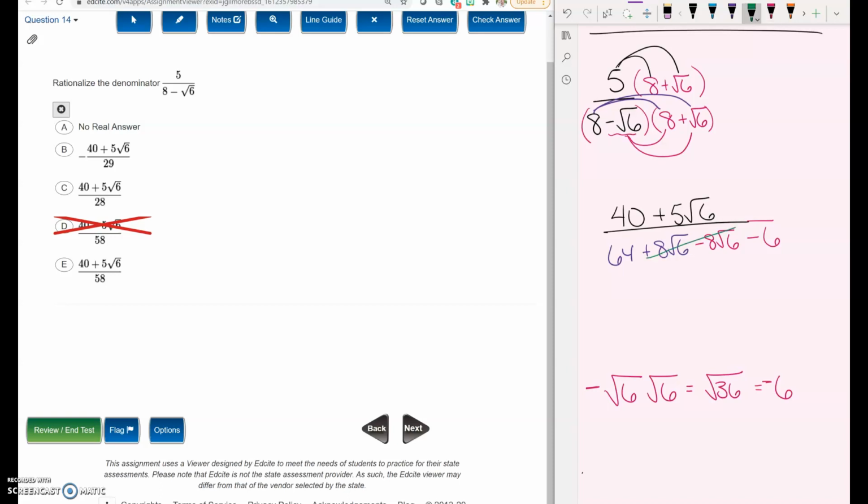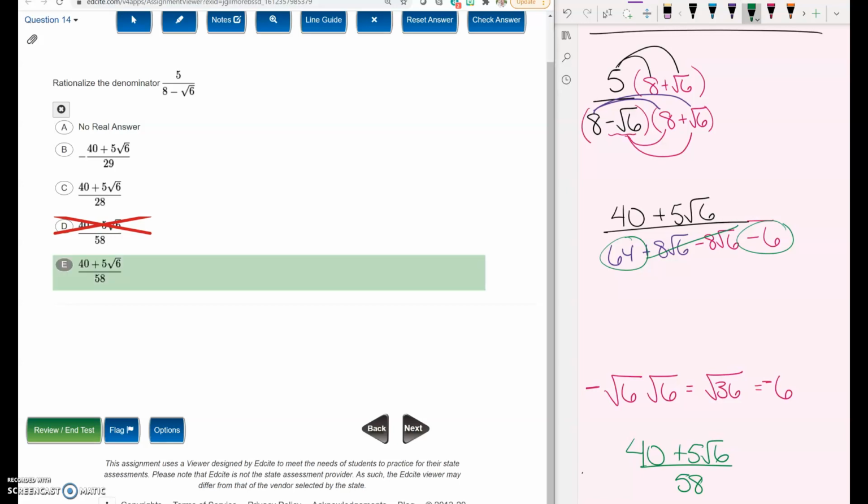The two middle terms cancel. You're left with 64 minus 6 on the bottom. 64 minus 6 is 58. So we have this 40 plus 5 square root of 6 on the top, and we have 58 on the bottom. And after you eliminate that answer choice, the only one that has that 58 on the bottom is that answer. So that would be our correct answer.